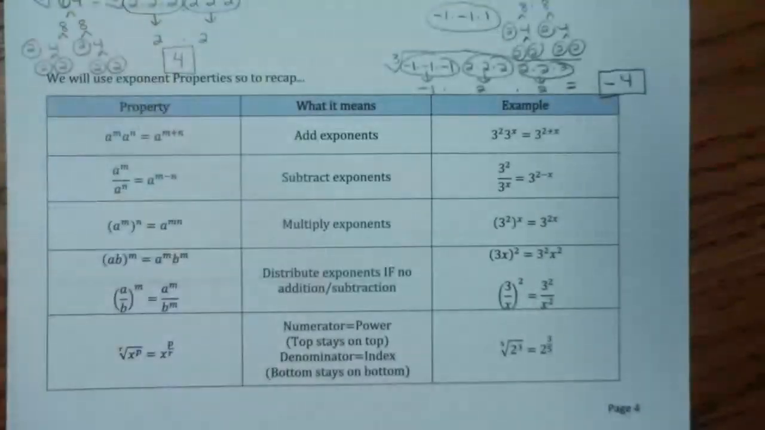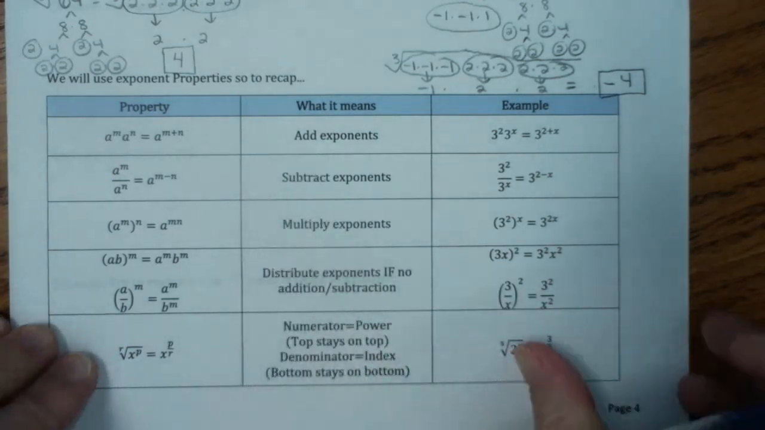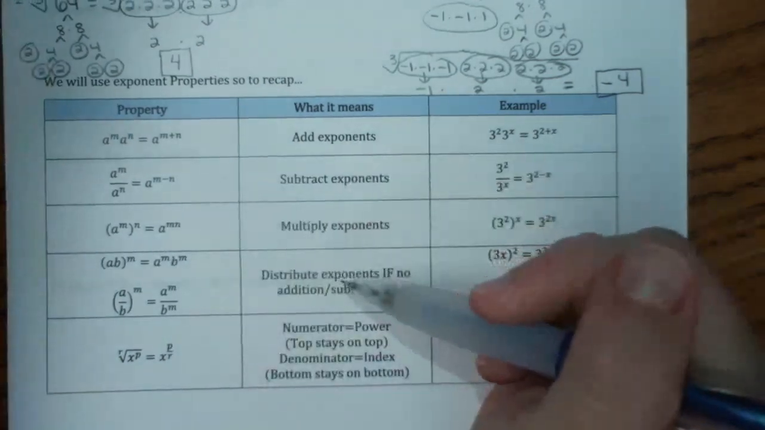Lastly, we can now add this new rule going from a radical to rational exponent form. So the rth root of x to the p power will equal x to the power of p divided by r. So remember, the numerator is the power. So the numerator here is our power. If it's on top, it stays on top. And the denominator is our index. If it's on the bottom, it kind of stays on the bottom. So for example, the 5th root of 2 cubed is the same thing as saying 2 to the power of 3 divided by 5. So these are all things from Module 2, Homework 5, and now we have this last one, which is our new one.